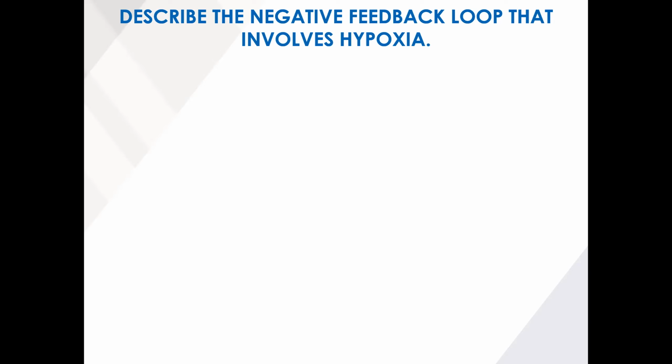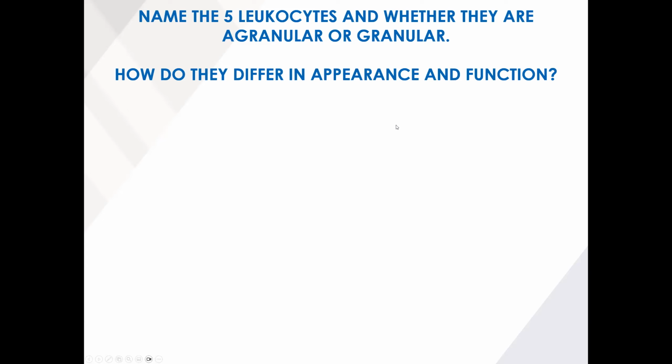Perfect. So this is negative feedback, right? Low oxygen transport. We increased the amount of the cells that could transport oxygen, so then we restored our oxygen carrying capacity. All right, so we want to work our way through all of the 5 white blood cells, and then are they granular or agranular?